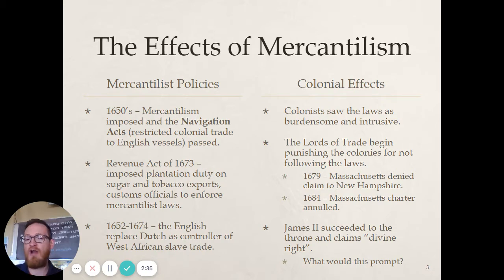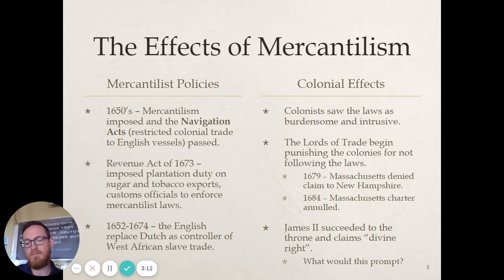You have the Lords of Trade over in Britain who start pushing for new laws to punish the colonies for not following that. We had earlier talked about Massachusetts and New Hampshire being created out of that. One reason why is because of all the smuggling and that kind of stuff that Massachusetts did. They were denied the claim to New Hampshire, and it gave the British basically a seat to have some control out of, which would be New Hampshire. Also, the British would annul the charter of Massachusetts because Massachusetts repeatedly did not follow these mercantilist laws.